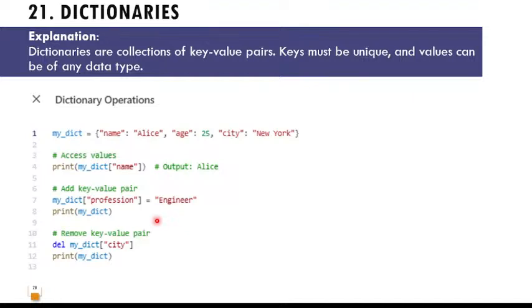My dictionary: name Alice, age 25, city New York. Access value: print my dictionary name, it will be Alice. Add key-value pair: my dictionary profession is equal to engineering, print my dictionary. Remove key-value pair: delete my dictionary city.